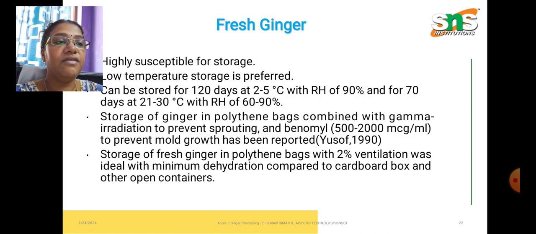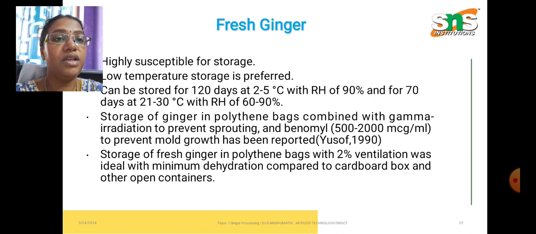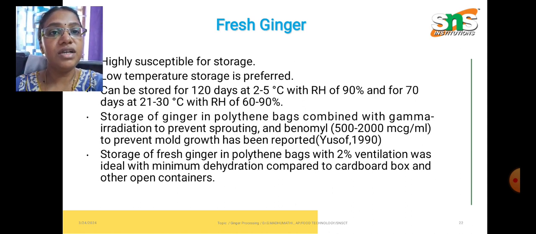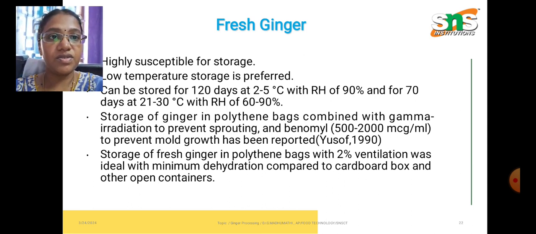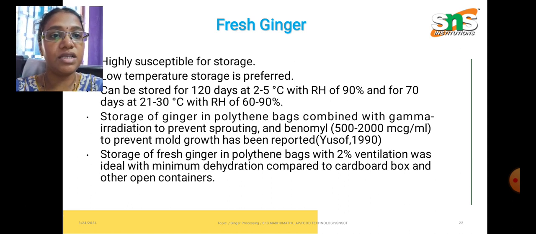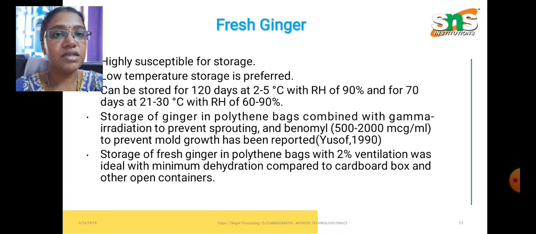So if we look into the difference between fresh ginger and dry ginger: fresh ginger is highly susceptible in storage. It needs low temperature storage, much preferred, and mainly it is stored in polythene bags with 2% ventilation, which was nearly enough with minimum dehydration compared to cardboard boxes and other containers. So this is about fresh ginger.